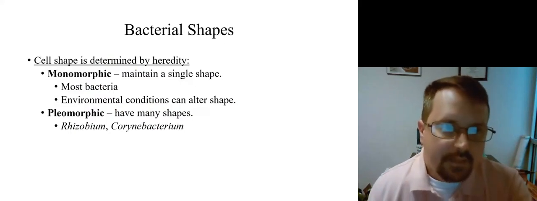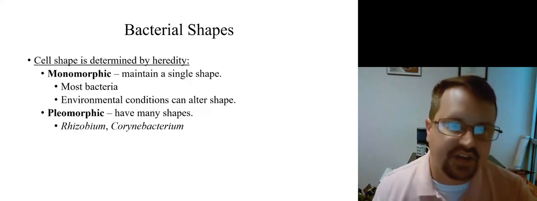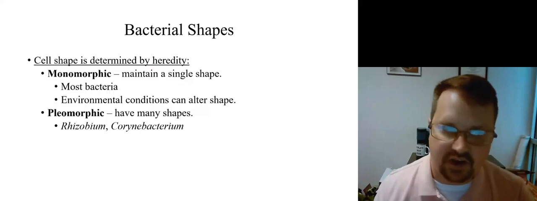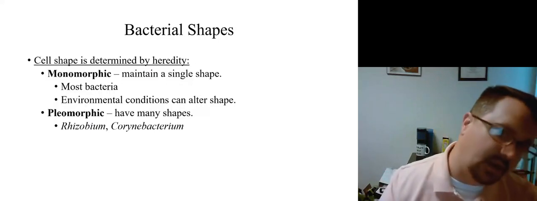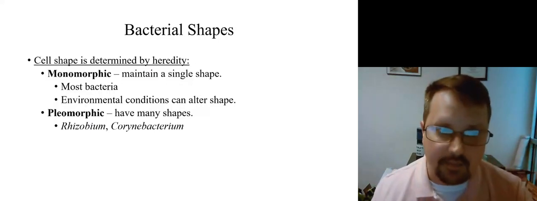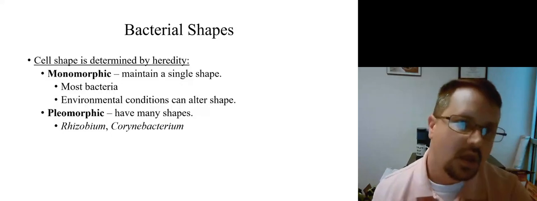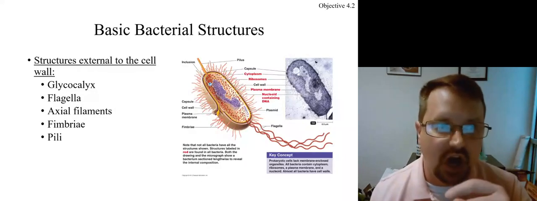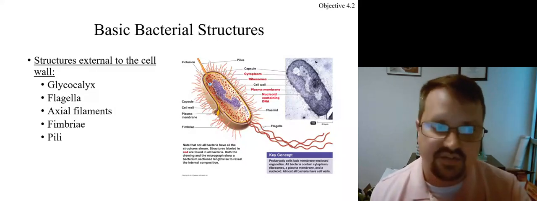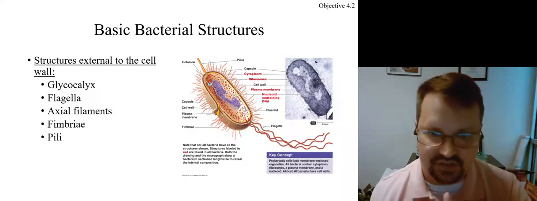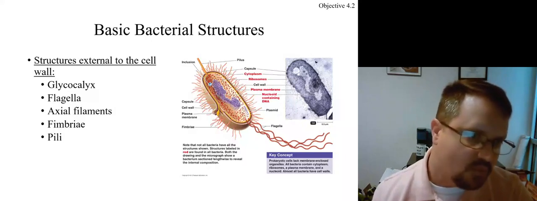So, bacterial shapes can be monomorphic or pleomorphic. If they're monomorphic, they are a single shape. Most bacteria are monomorphic. Environmental conditions can change the shape a little bit. There are bacteria that can take up many more shapes, like Rhizobium and Corynebacterium, called pleomorphic. Basic bacterial structures we'll talk about that are external to the cell wall are the glycocalyx, the flagella, some axial filaments, fimbriae and pili. The fimbriae and pili.